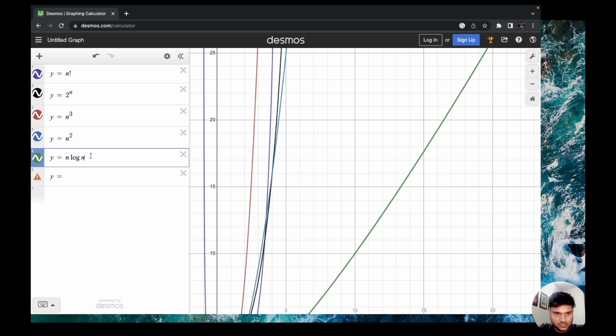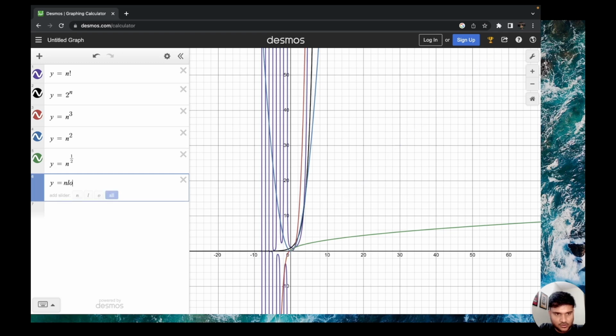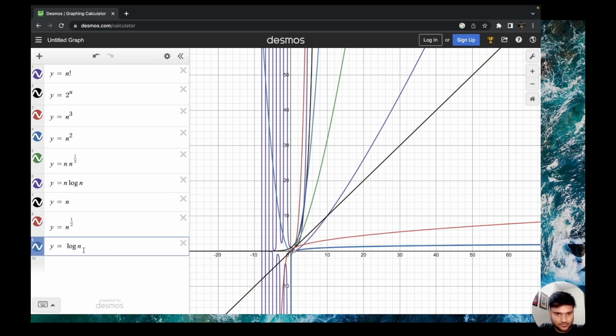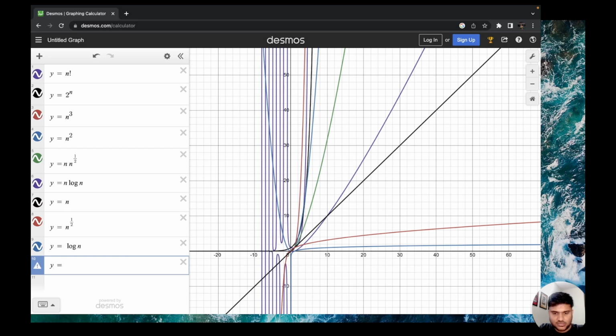And y is equal to n root n. Can we do root? Okay, this is y is equal to root n, this green line. This is y is equal to n log n, and this should be n into root n. Then y is equal to n, y is equal to root n, y is equal to log n, and then there will be y is equal to log of log n, but you can even avoid it, it's very similar to the others. And let's say y is equal to some constant c. You can put the value of c as anything, let's say 3. Okay, so these are different curves.